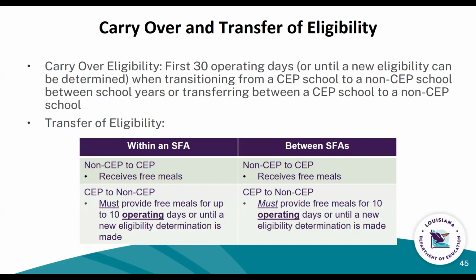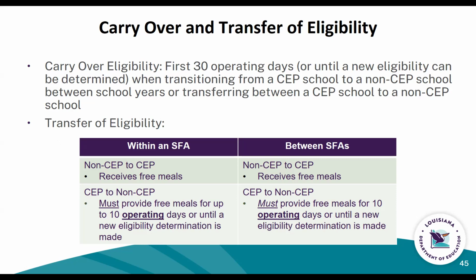All right. So carryover eligibility. The first 30 operating days or until a new eligibility can be determined when transitioning from a CEP school to a non-CEP school between school years or transferring between a CEP school to a non-CEP school. So the transfer of eligibility, that carryover, refers to the child's eligibility from the previous school year being carried over into the current or new school year.